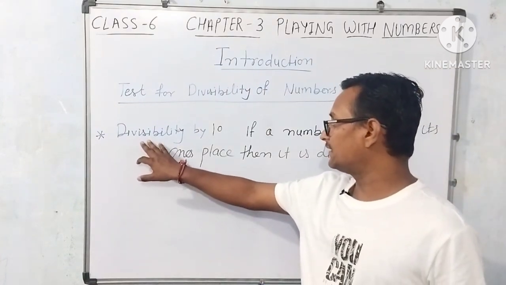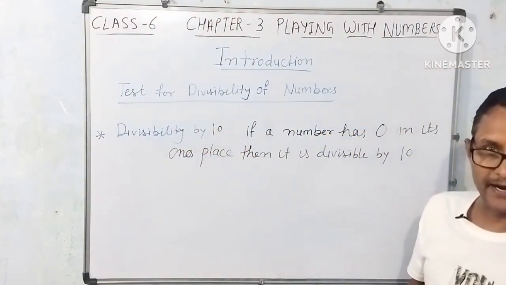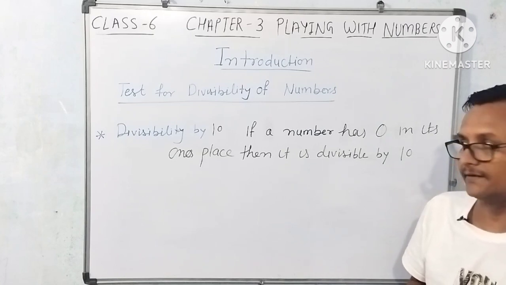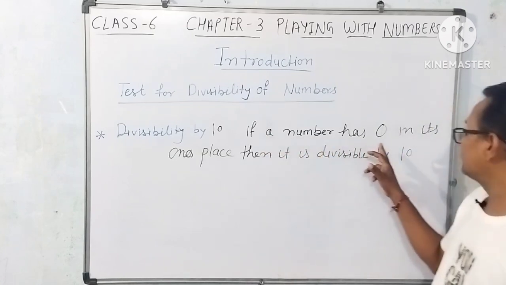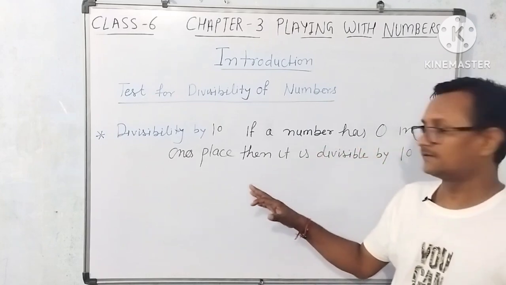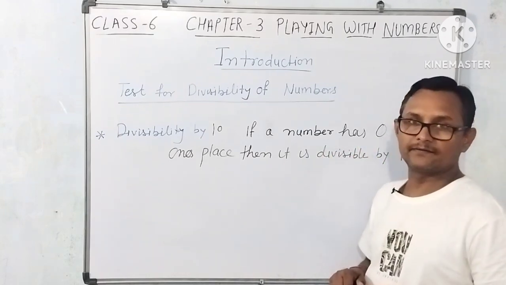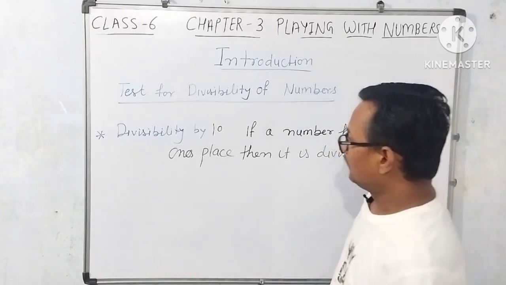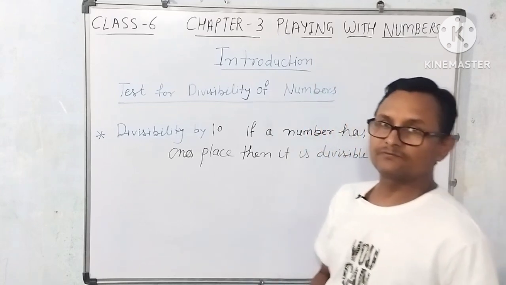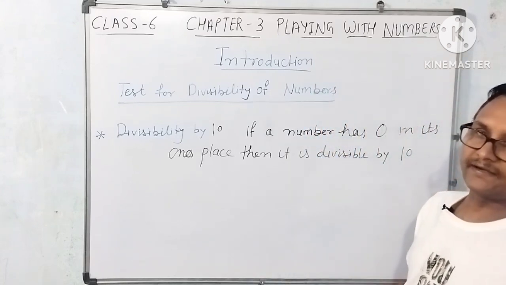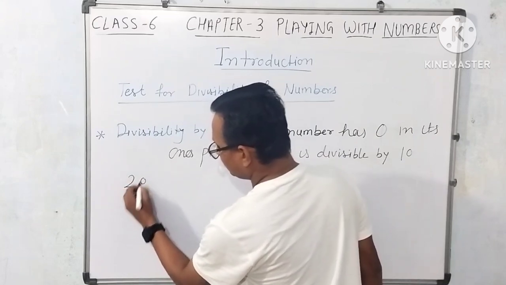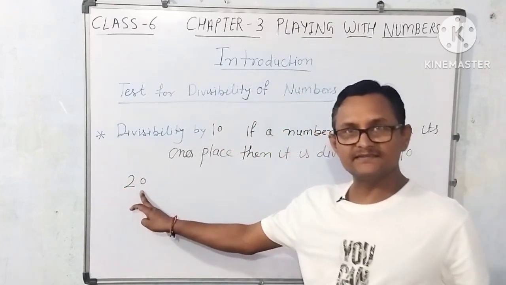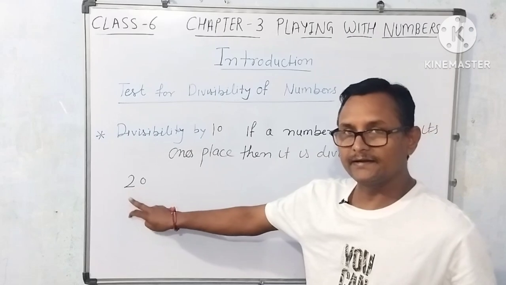Another point, divisibility by 10. How can we identify that a number is divisible by 10? There are some rules given. If a number has 0 in its ones place, then it is divisible by 10. Friends, if any number's ones place is 0, then it is divisible by 10. Let's understand by the example 20. Its ones place is 0. So we can say it is divisible by 10.